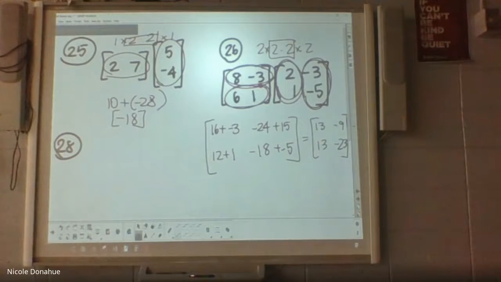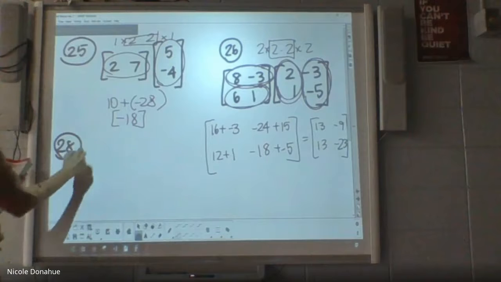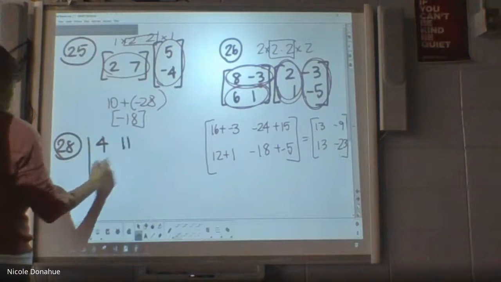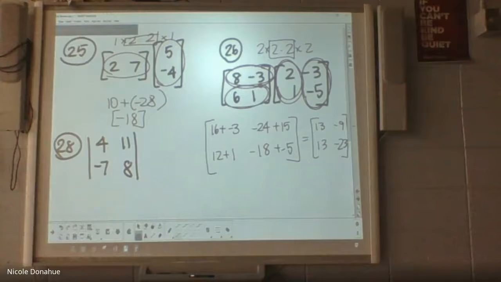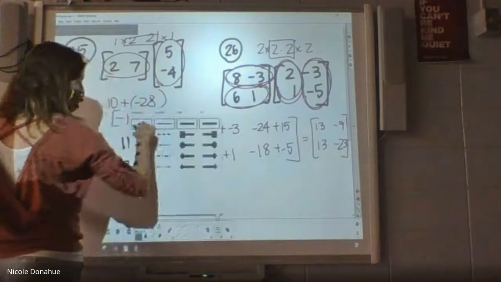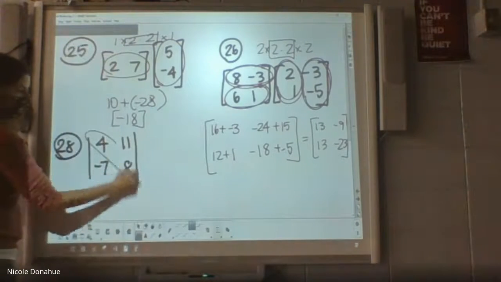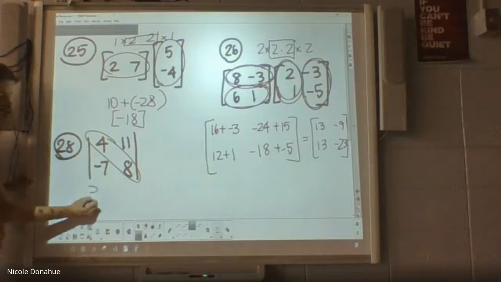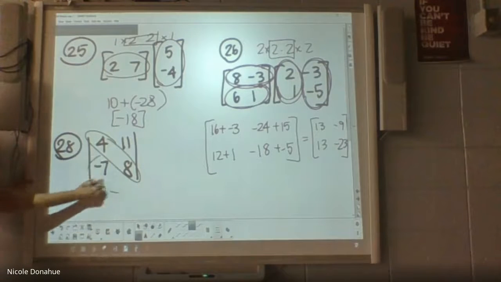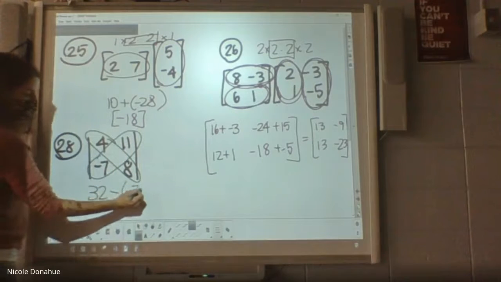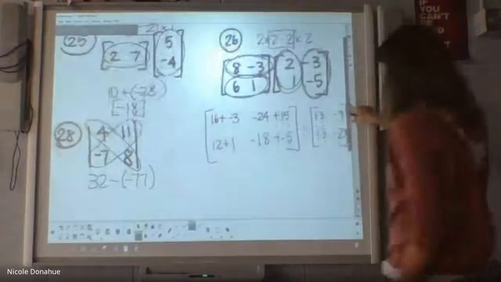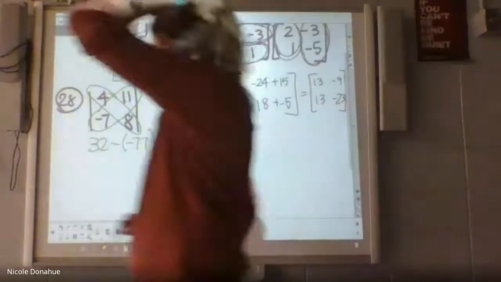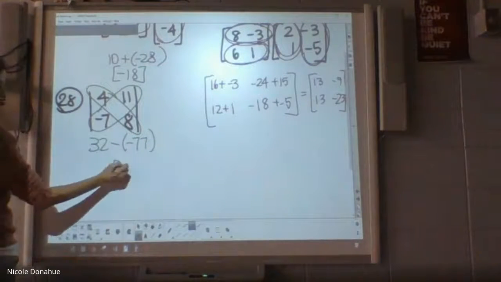28 says to find the determinant of the matrix. So when it's a 2 by 2, we do downhill minus uphill. So we'll go this way first. We do 4 times 8 is 32, minus the uphill, which is -77. So I do that subtraction, which actually becomes addition. So that ends up being 109, I believe. Right?